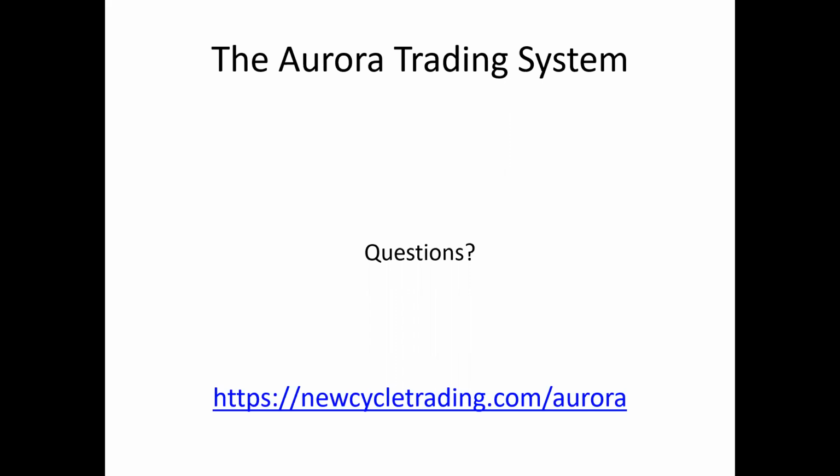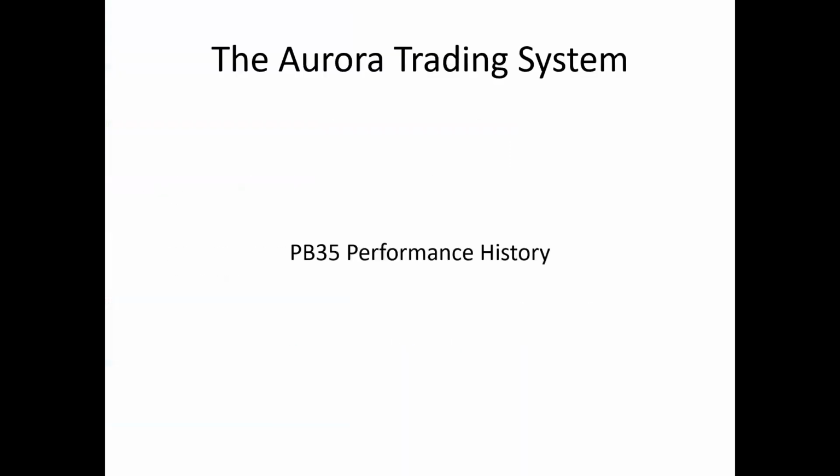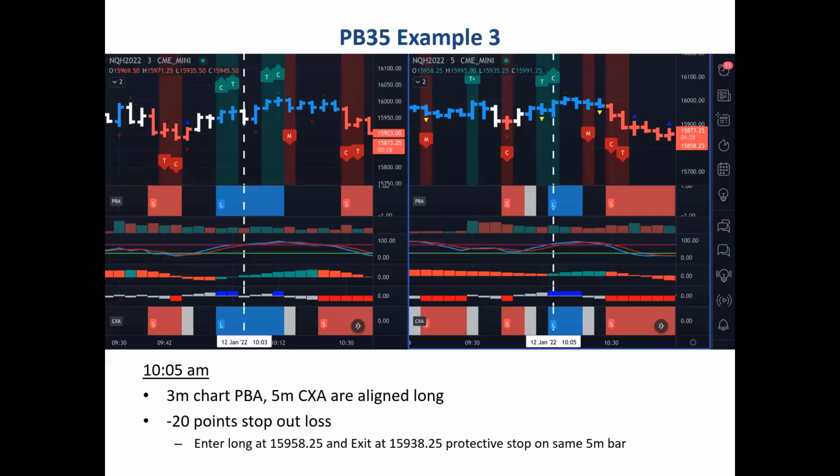Okay, Kevin is asking about the third example. Could you have entered a PB3 if the signal in the 3-minute came on at the open? Yeah, absolutely. If the signal came on at the open, well, in fact, it probably did here. That would have been the 10 o'clock or the 9:57 bar. Those might have put you into a PB3, and you might have gotten out for 10 points.